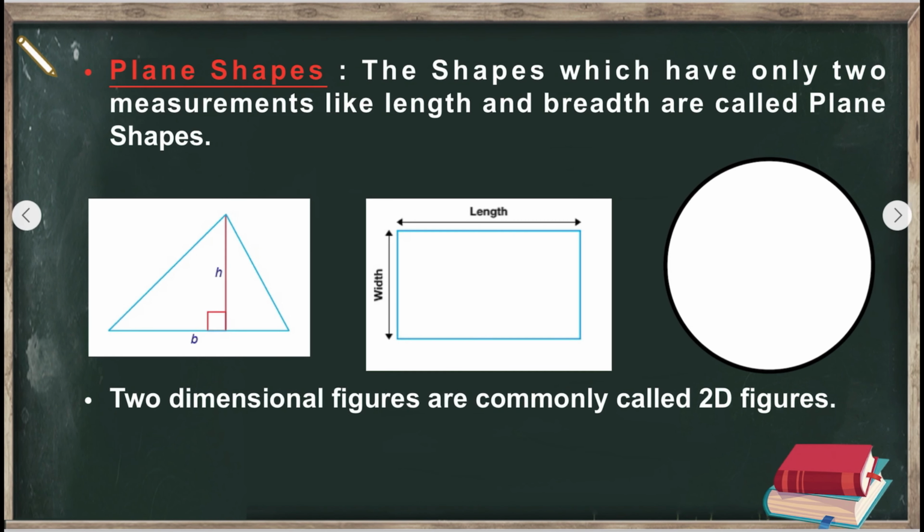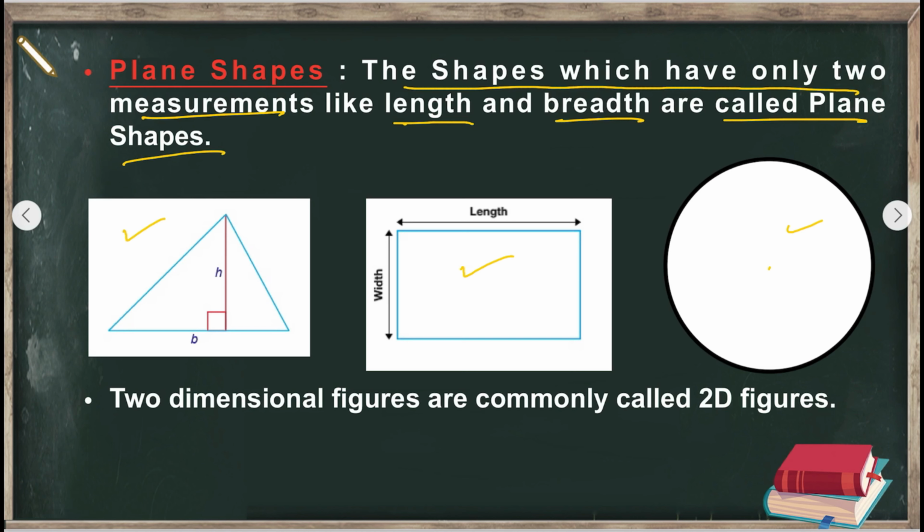So first we have to understand what are solid shapes and what are plane shapes. First one is plane shape. Plane shapes are the shapes which have only two measurements, like length and breadth. For example, we have this triangle, this rectangle, or also this circle. These all have only two measurements, that is length and the breadth. Therefore these figures are called plane figures.